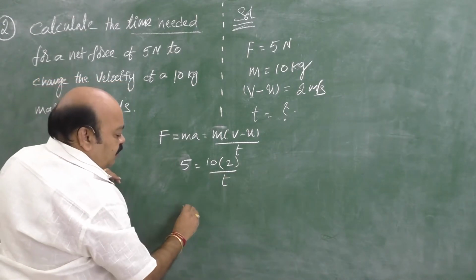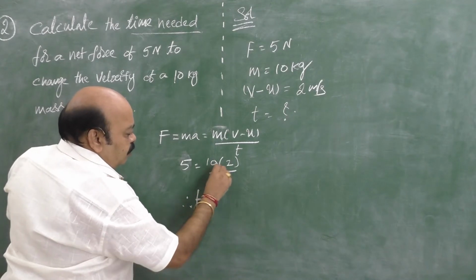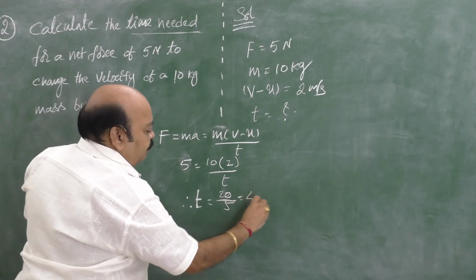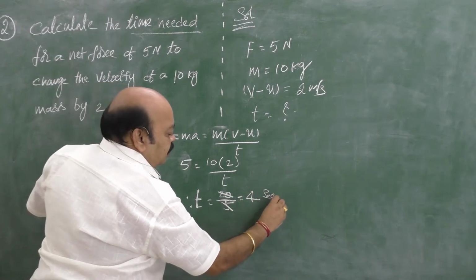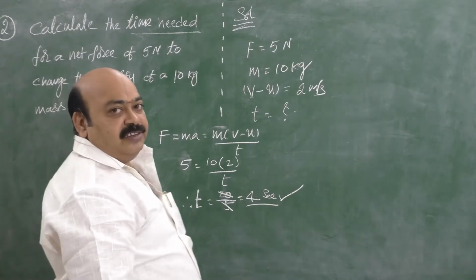Taking this, t is equal to 10 into 2, 20, divided by 5, nothing but 4. This is time, the units will be seconds. So, the time required is 4 seconds.